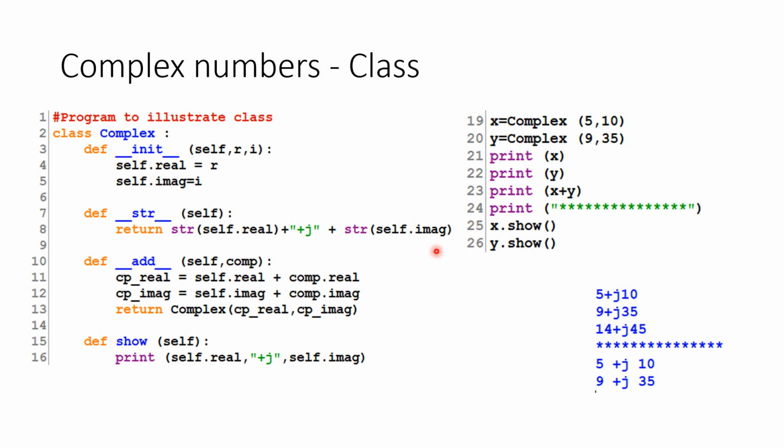Whereas line number 25 uses the user defined function show. And this user defined function show returns the value like this: 5, then after some space, plus j, again some space, the imaginary number. Similarly for y also, that prints the same form, the real value of y and the imaginary value of y. So it's a very simple example to illustrate how to declare the class and objects in Python, how to make use of the overloading methods, how to define a constructor and many other things.